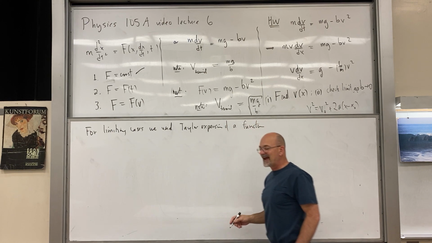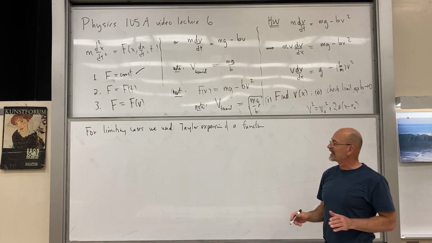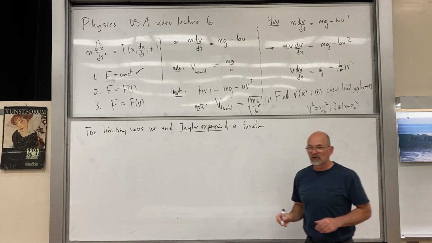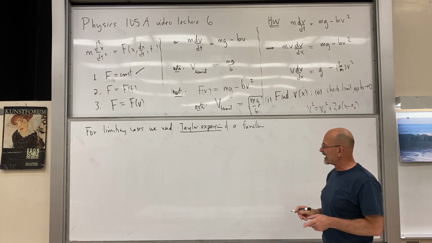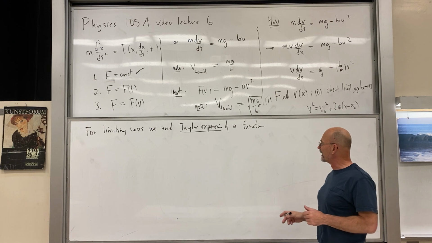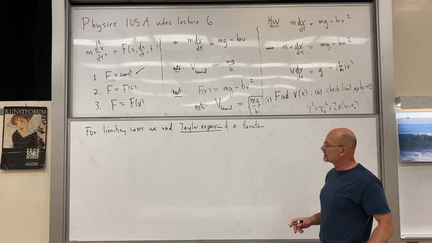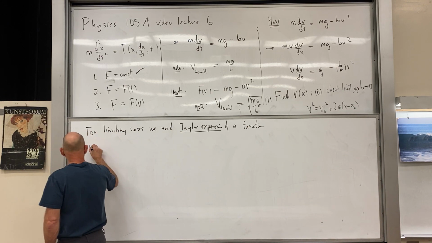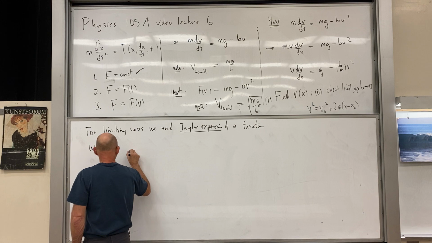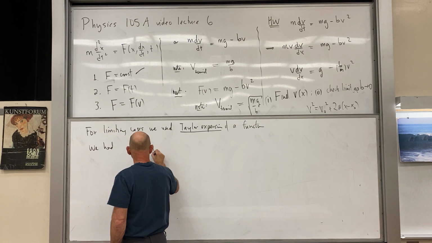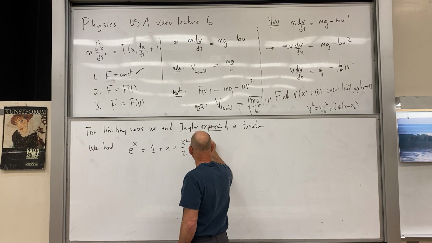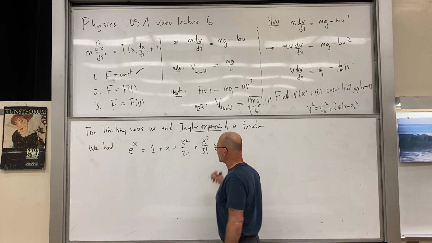So that's not just a technique. In physics, that's really a way of thinking. And experience has shown me that the students could all use a review of the Taylor expansion and the whole idea that it's based on. So that's what we're going to do. We used it for this limiting case. What did we have? We had e to the x is equal to 1 plus x, plus x squared over 2, x cubed over 3 factorial, and so forth.